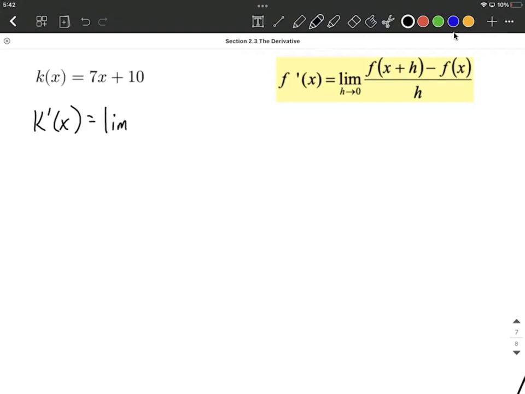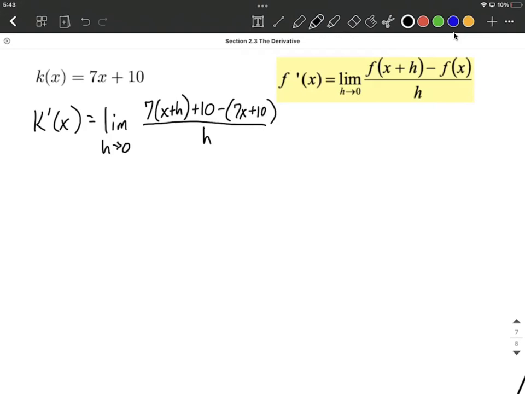We want to find the limit as h approaches 0, and we're going to fill into that formula that's over on the right-hand side. So the first thing we'll do is replace the x with x plus h. This will give us 7 times x plus h plus 10. That kind of corresponds with the f of x plus h part. From that, we're supposed to subtract the original function. So I'm going to replace where f of x is, really that's k of x, 7x plus 10 gets filled in there. This is still all over h.